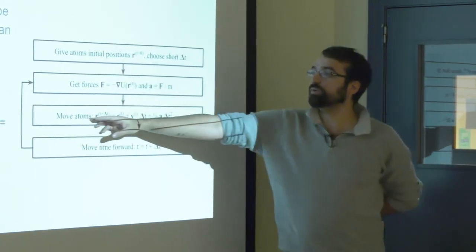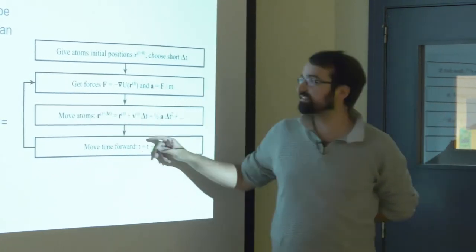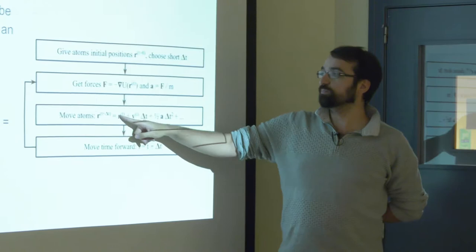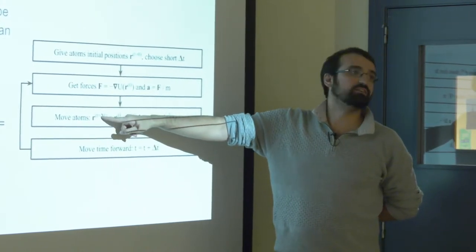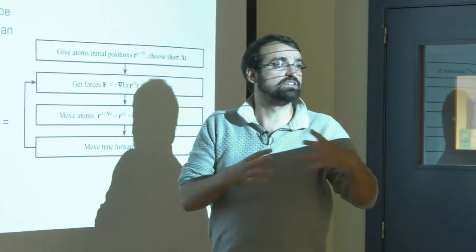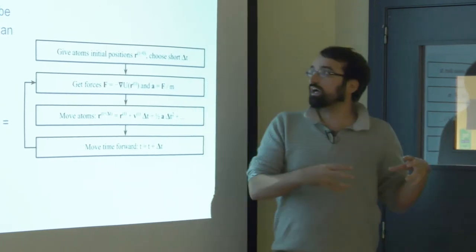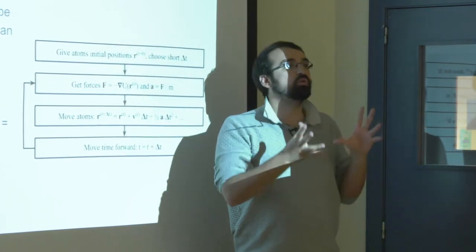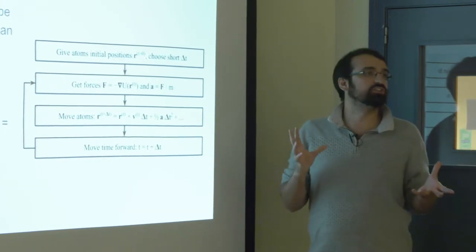Then when we move the atoms to new positions, we can move time forward and repeat this again with the new positions. These new positions at time t plus delta t are then inputted here, and so on and so forth. This is an iterative process that generates new configurations, new atomic coordinates of your system. This is what we call an MD simulation trajectory.